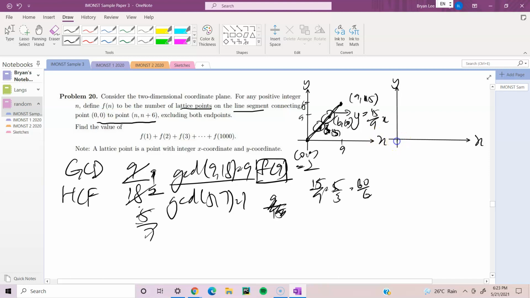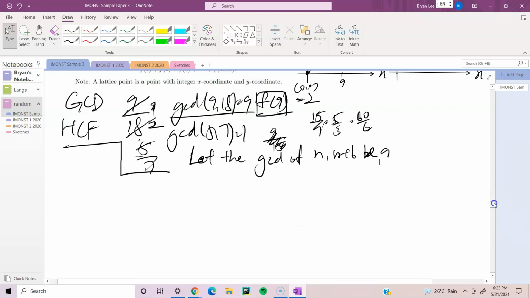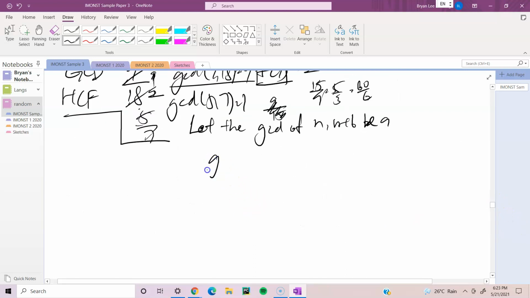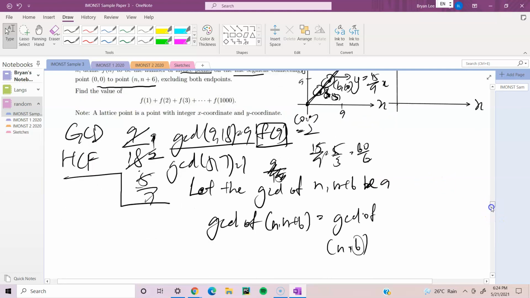Now notice that we need to use a GCD, right? So let the GCD, the greatest common divisor, of n plus 6 be A. Okay, so the GCD of n plus 6 is equal to the GCD of n and 6. Why? Because you can minus an n here. So from this we can simplify by a lot.